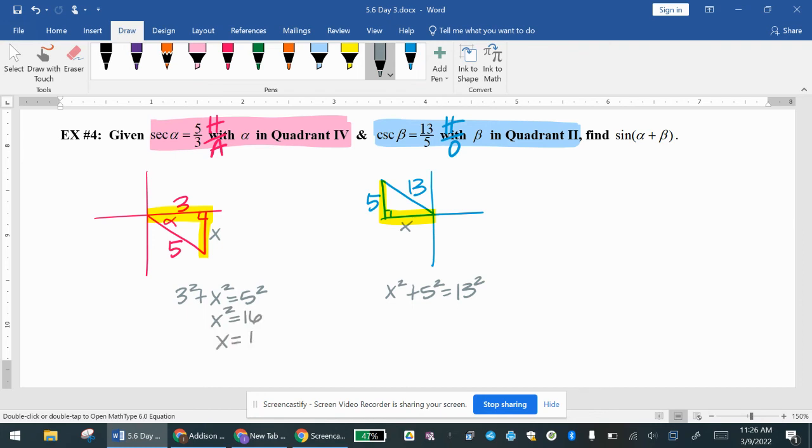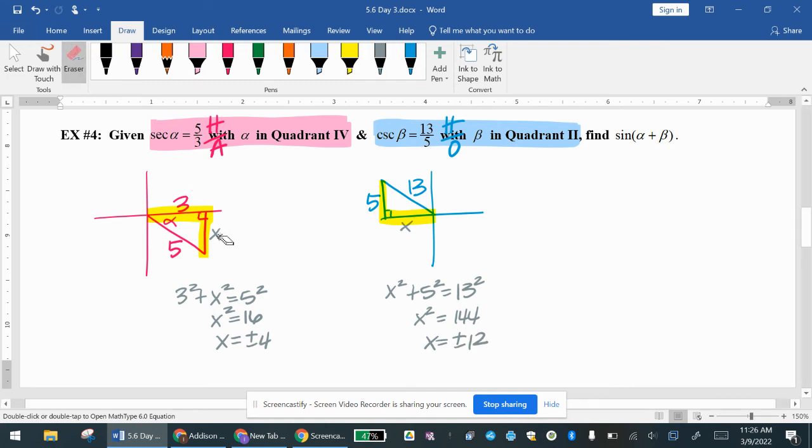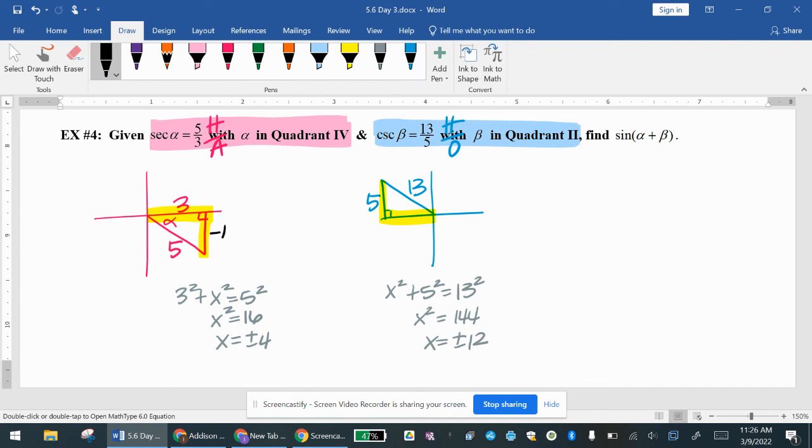Okay, so I got plus or minus 4 and plus or minus 12. But for our specific problems, we're going to want the negative lengths for both. Okay, so the signs of positive and negative are very important in these problems, so you want to make sure you don't mess it up.